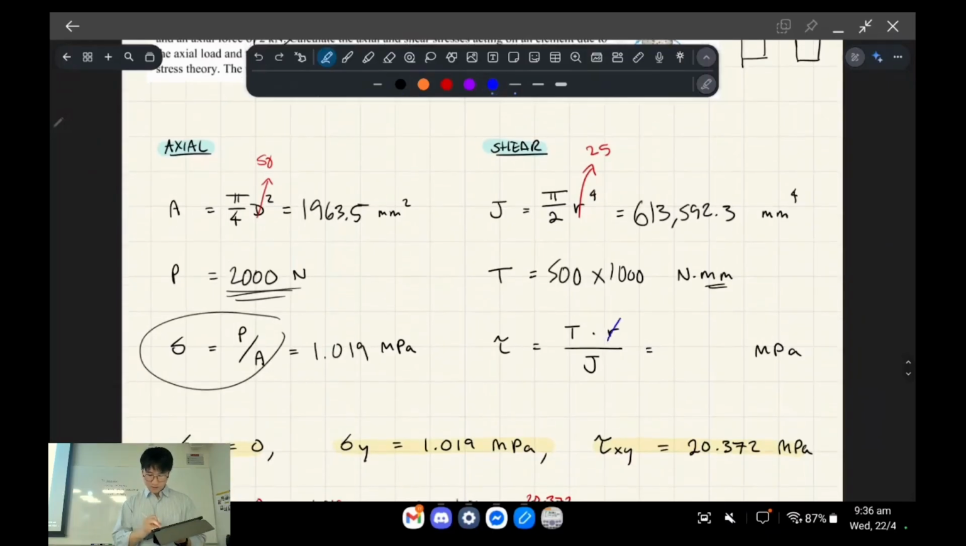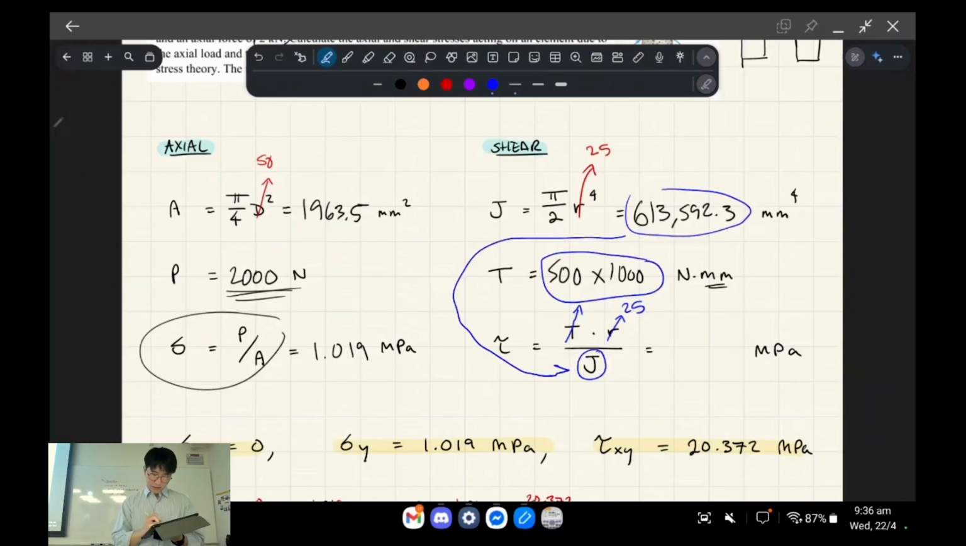And in terms of the shear stress formula due to torsion, that was from last week. We plug in 25 again. We plug in this value for torsion, and we plug in this value for polar moment of inertia, giving us 20.372 MPa, okay?